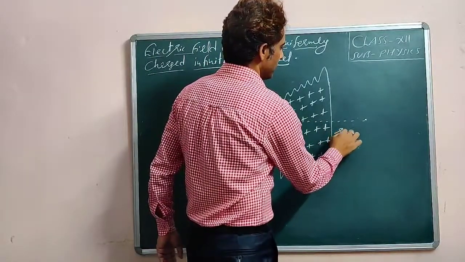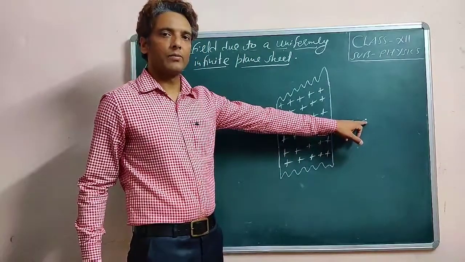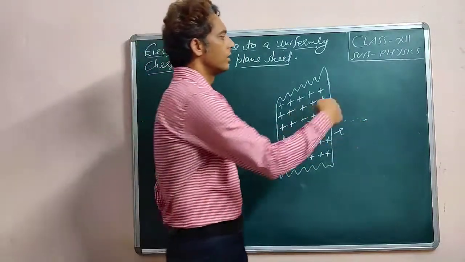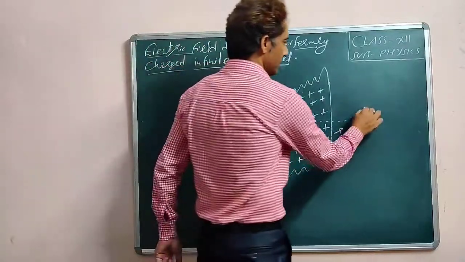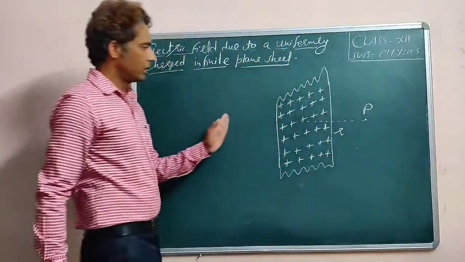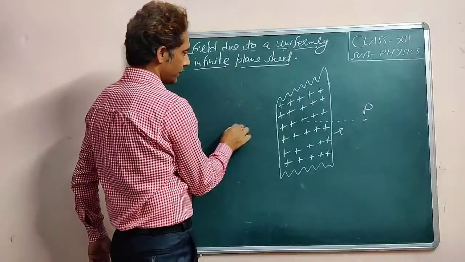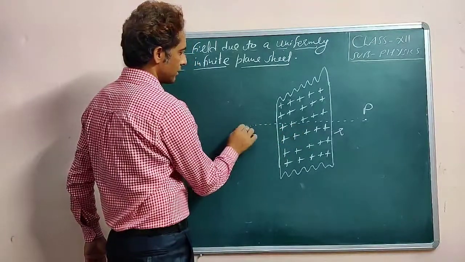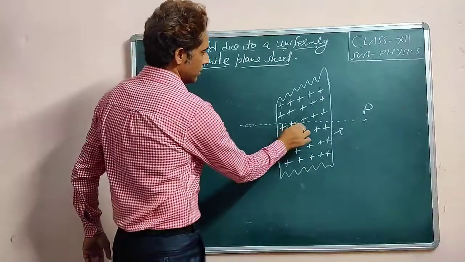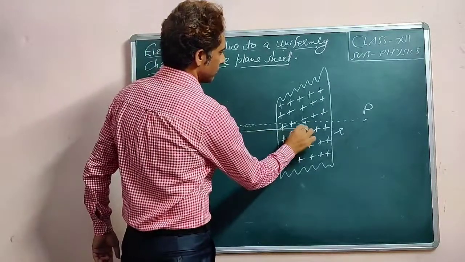you can see at this point the direction of electric field will be toward right. So we can take a similar point on this side also. So let this point be P dash at the same distance. Let this distance also be r.